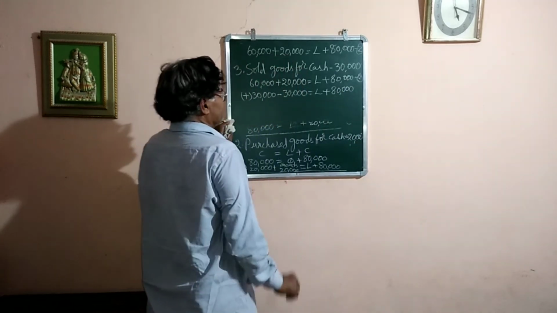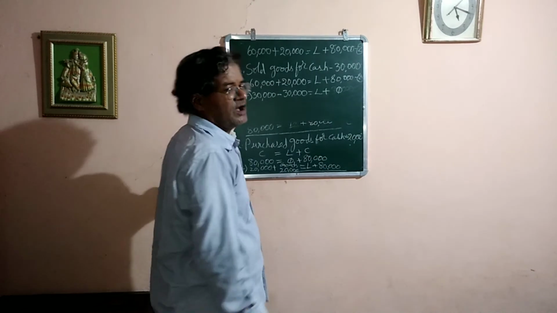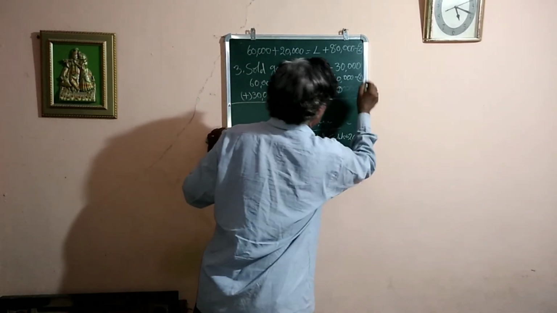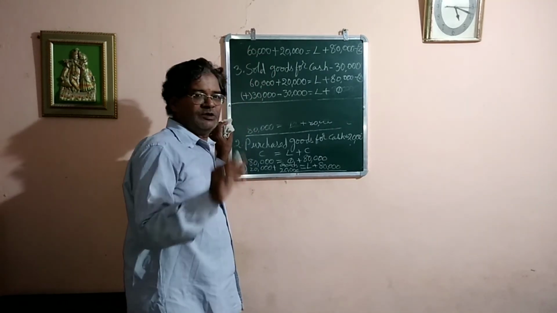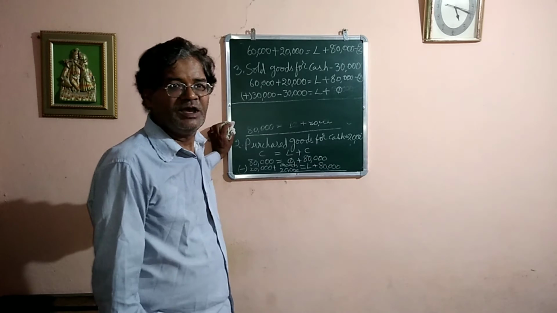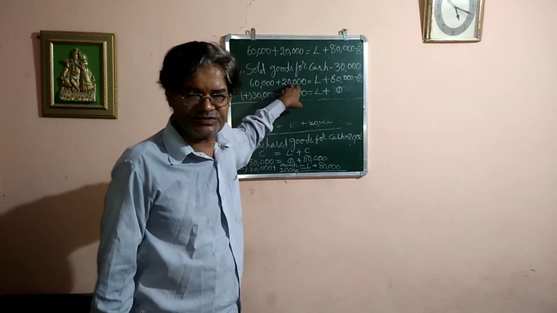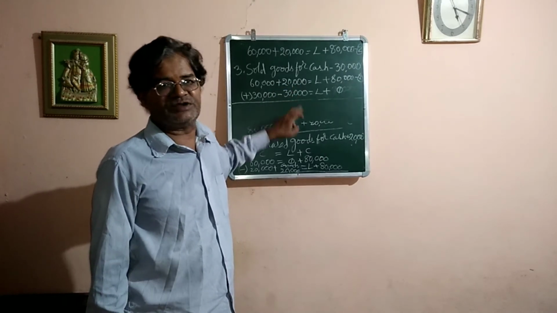Now, when you go for the third equation, one thing we have to observe is, we are having 20,000 rupees worth of goods with us previously, but we are selling 30,000 rupees worth of goods. So it is evident that we are incurring a loss of 10,000.